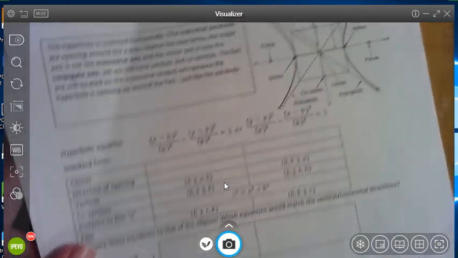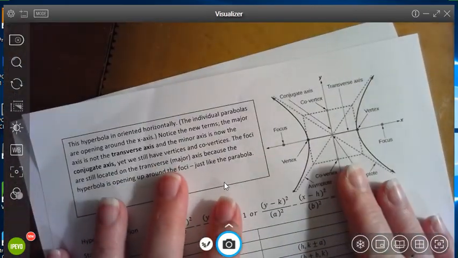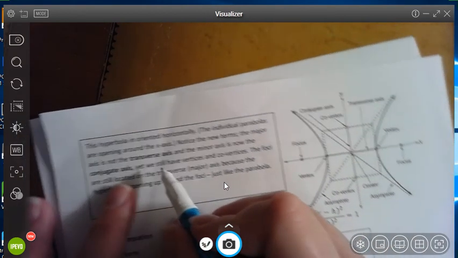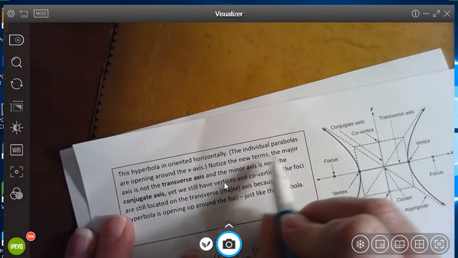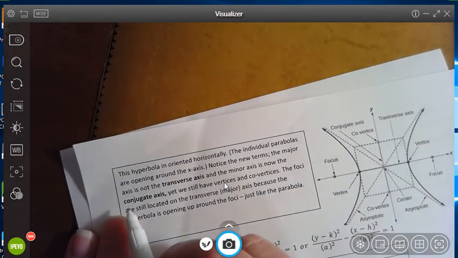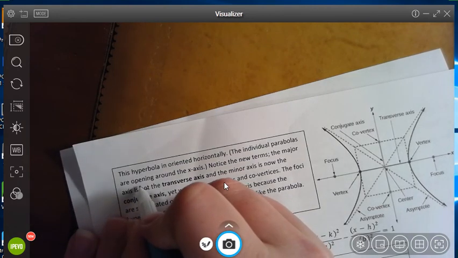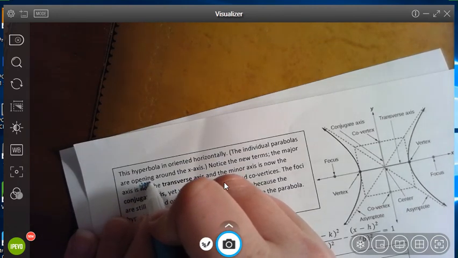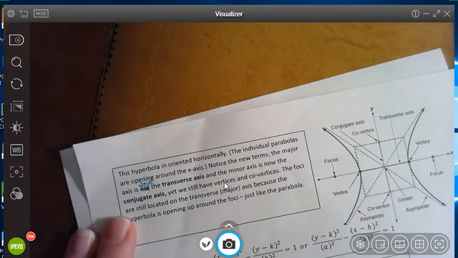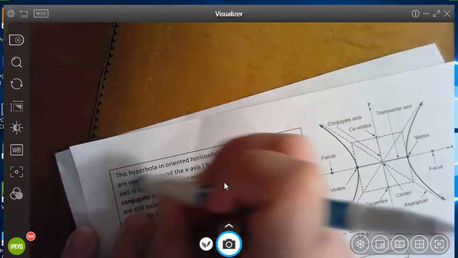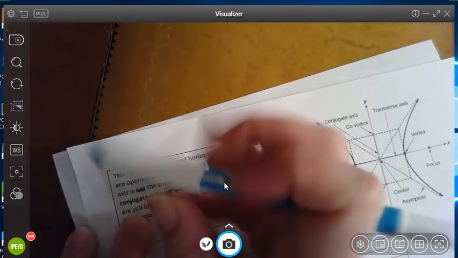Okay, going on to this, you can read this. I do want to point something out. There is a mistake in the wording. This says the major axis is not the transverse axis. It is. It's now. Is now the transverse axis. Okay? N-O-W. Boy, that's hard to read. Let's see if I can make that a little bit better.